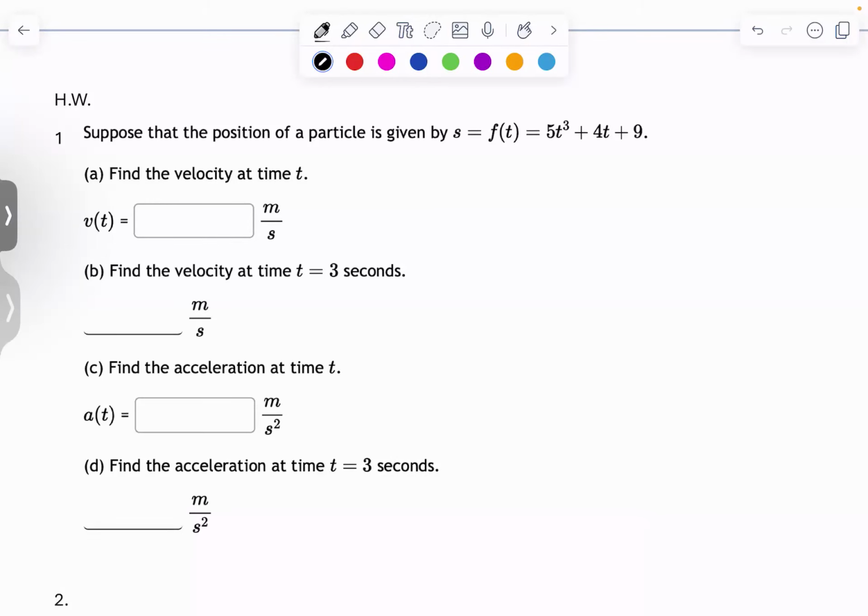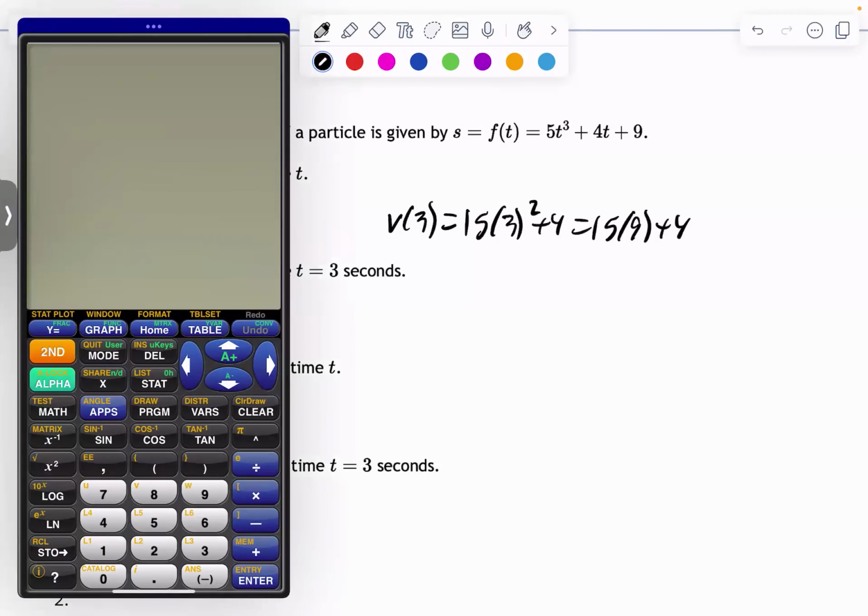All right, and so we are going to be given a function. F of x is our position function: 5t cubed plus 4t plus 9. And we're going to give the velocity function in terms of time. So that's going to be 15t squared plus 4. And at 3 seconds, v of 3 is going to be 15 times 3 squared plus 4. And so I am getting, let's see, 15 times 9 plus 4.